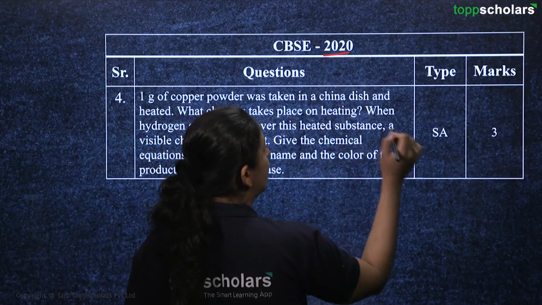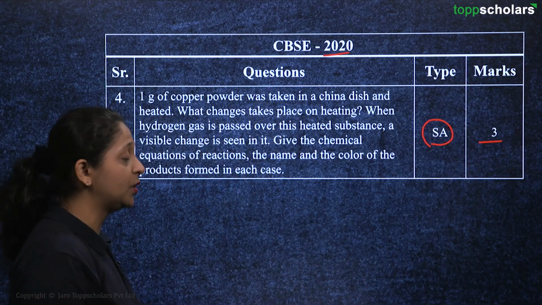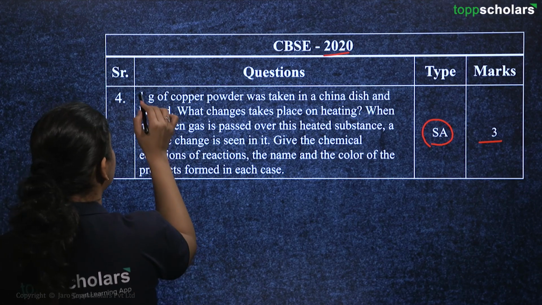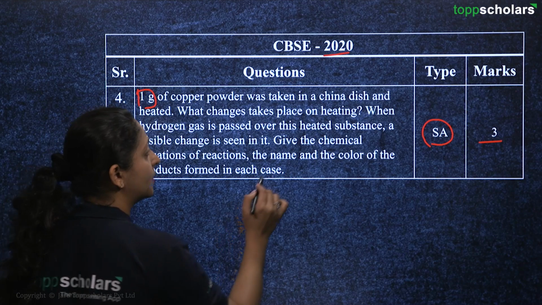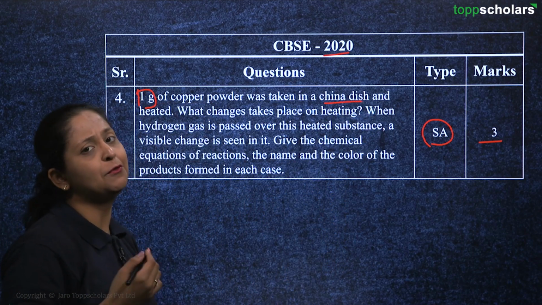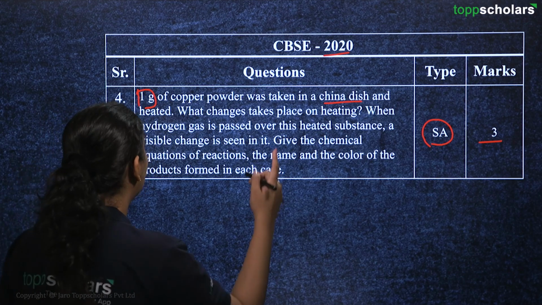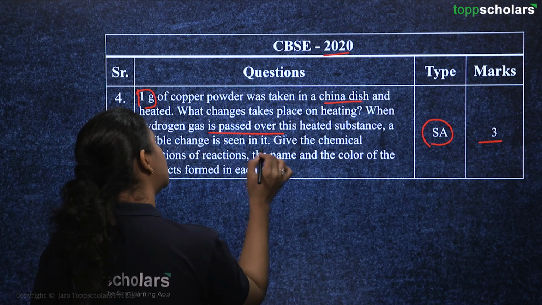Okay. Again, from the 2020 year paper, students, we have a short answer question holding 3 marks for you. Let us look at the question. You have 1 gram of copper powder. It was taken into a china dish and heated. What will happen when you are heating the compound? When hydrogen gas is passed over this heated substance, a visible change is seen.